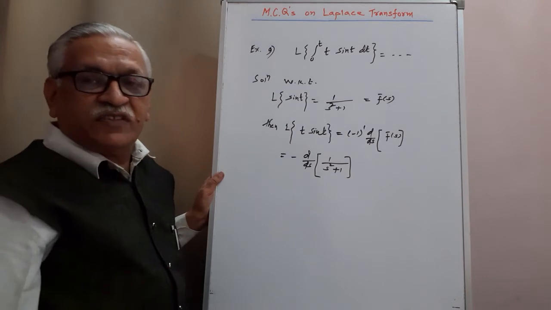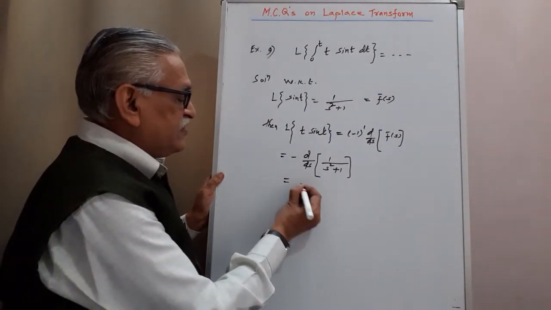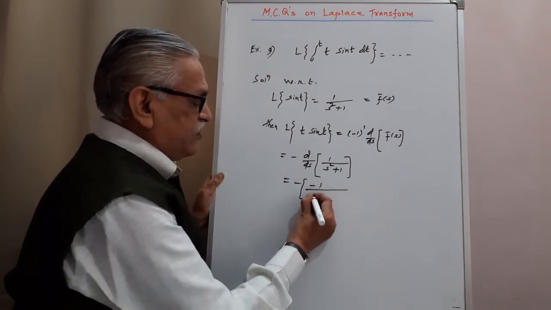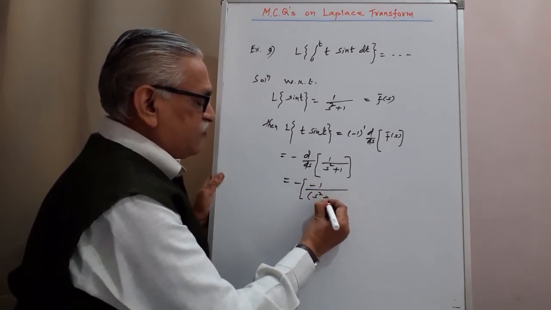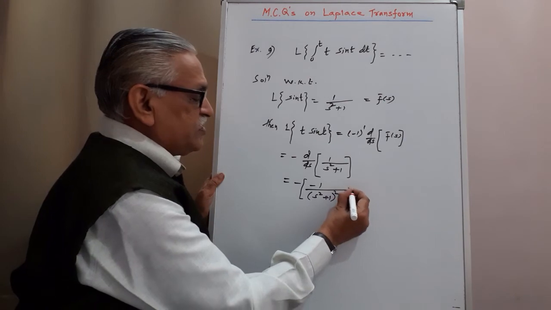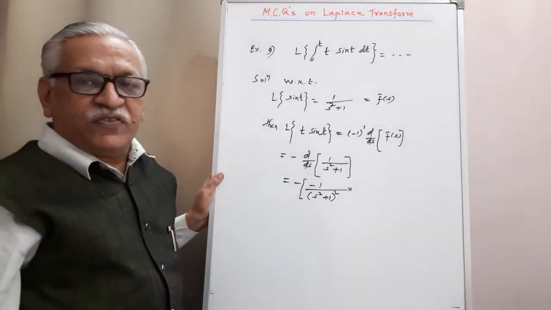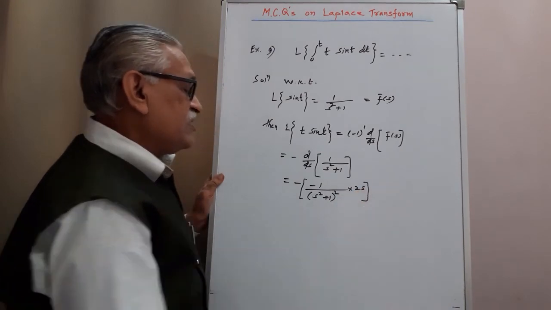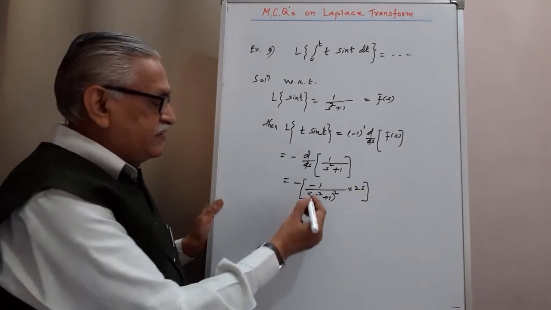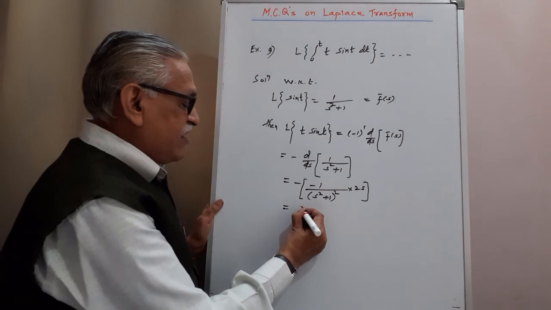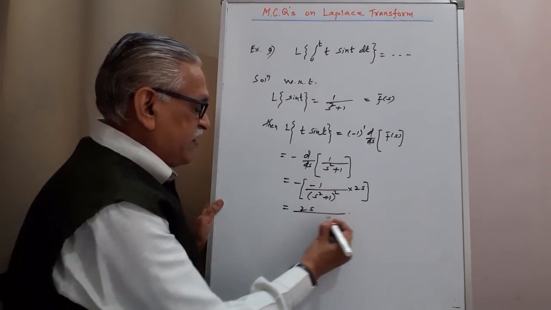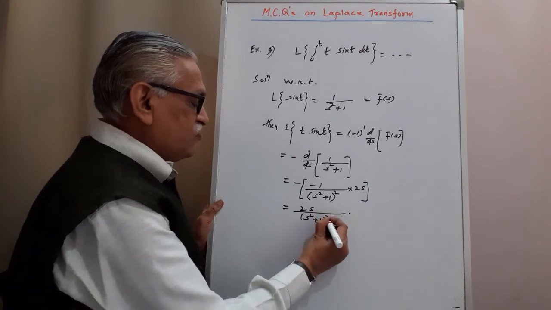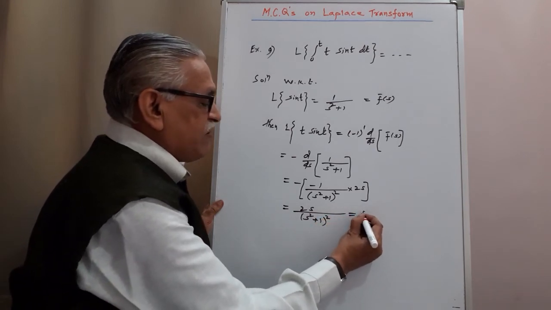Differentiating that 1 by x with respect to x, its derivative is minus 1 upon x square, so it is s square plus 1 bracket square, chain rule. Differentiation of s square with respect to s is 2s, and therefore if you simplify it, we get that value as 2s divided by s square plus 1 whole square, which we call the new f bar of s.